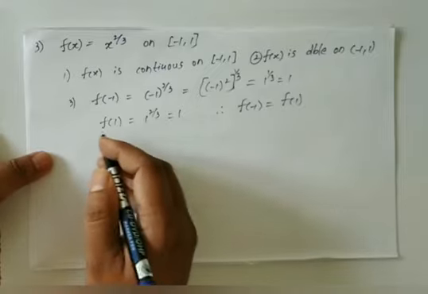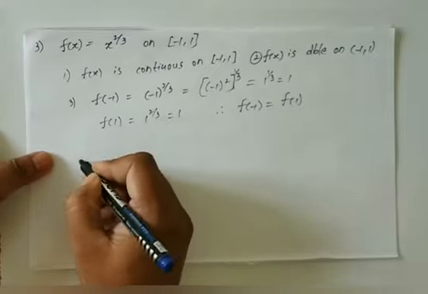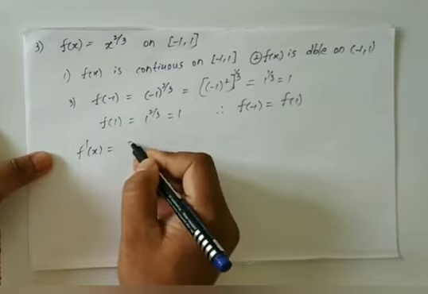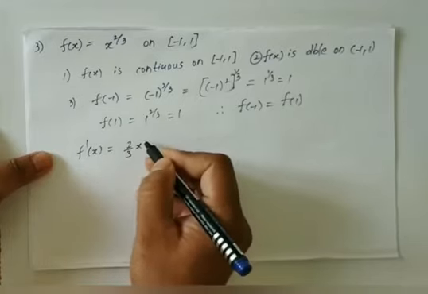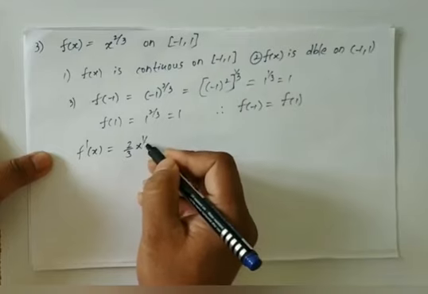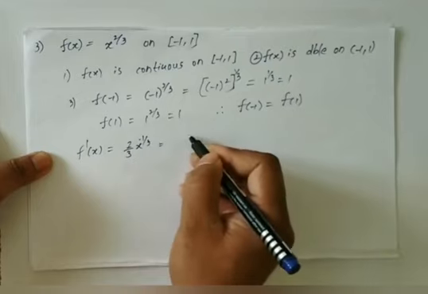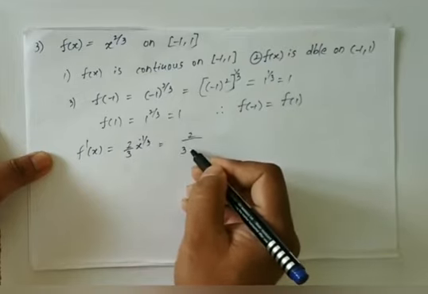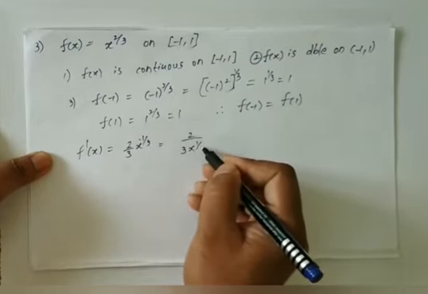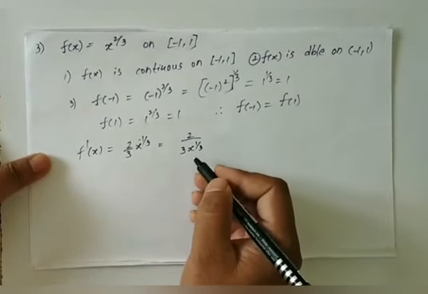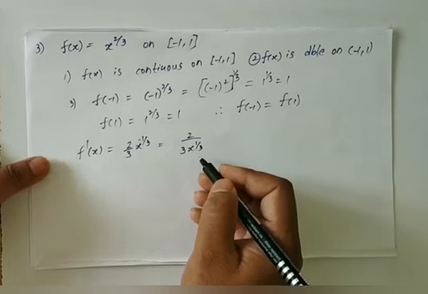Okay, students, first we have to find the derivative of this function. f dash of x, tell me f dash of x. 2 by 3 x power 2 by 3 minus 1, minus 1 by 3. Okay, f dash of x is nothing but 2 by 3 x power 1 by 3.